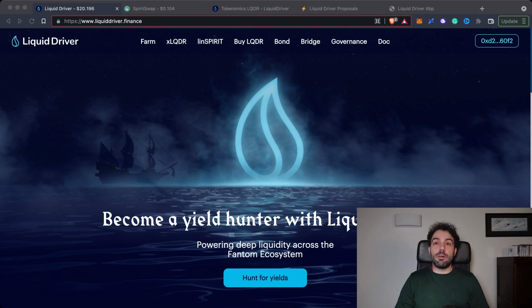Today we're going to talk about Liquid Driver, a protocol on Fantom that is focused on giving you the maximum yield from your liquidity. And this is always about the long and big topic of the liquidity wars, the Curve wars, and this is another protocol that is working in that direction. This is the version for busy people, and the full explanation with all the details will come later on.